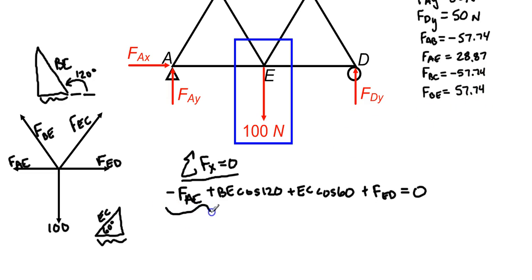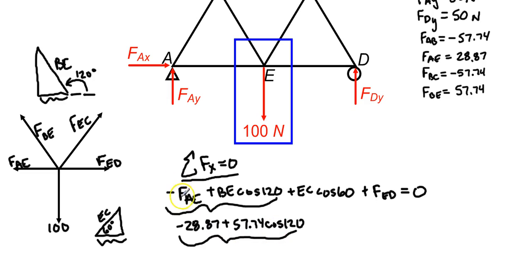So when you combine these two, and I'll do the math in the background, we're looking at negative 28.87 plus BE, which is 57.74, times the cosine of 120. That's all going to simplify down to one constant. And then we don't know what EC is, and we don't know what ED is. So we can move this entire expression over. I'll let you plug that into your calculator.